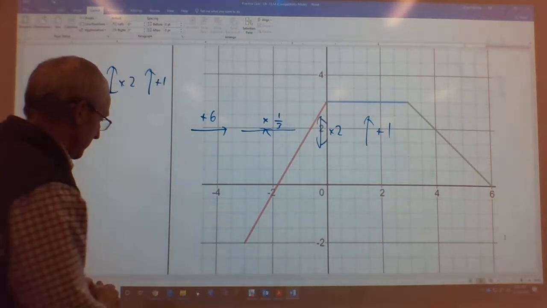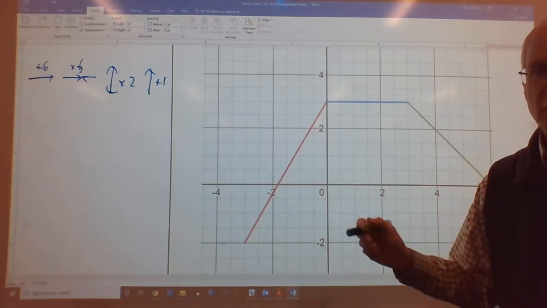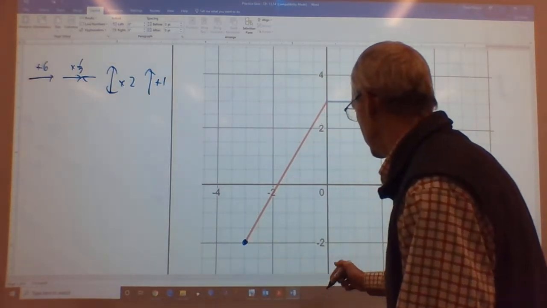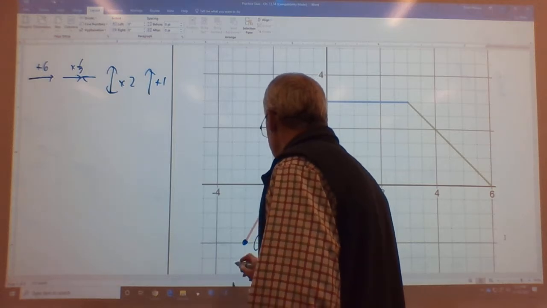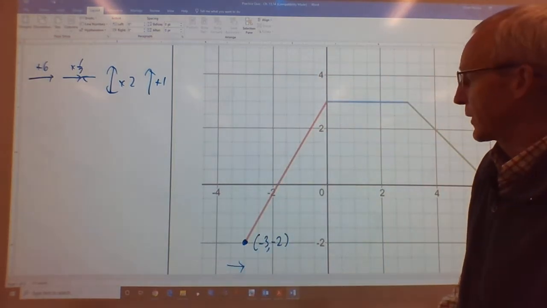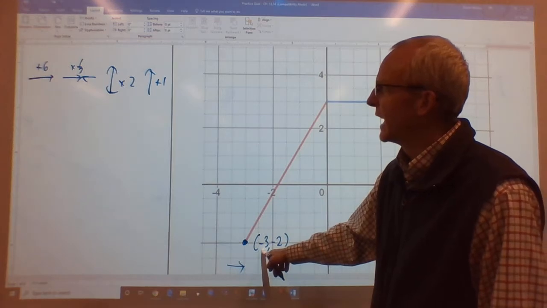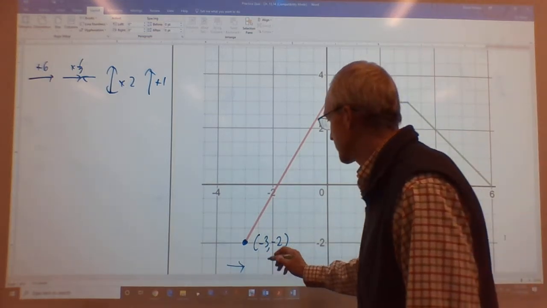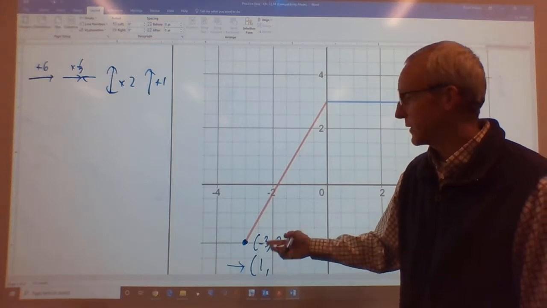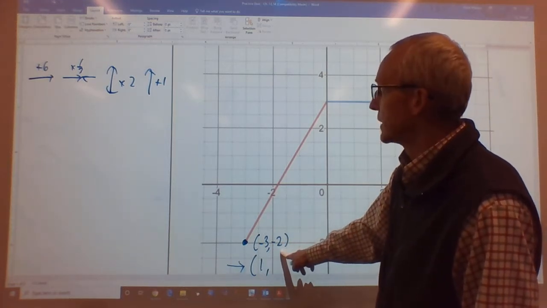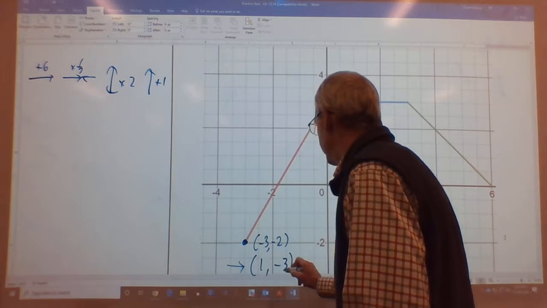Okay, so let's see what we do here. What we want to do is do it to the major points, the ones that are obvious, and then we can draw the lines again, right? So let's look at this point. That point there is -3, -2. We're going to add 6 in the x, so it becomes 3. Multiply it by 1/3, that becomes 1. Let me do that again. Add 6 to -3, and it becomes +3. Multiply by 1/3, it becomes 1. Yeah, it's pretty cool. Then in the y direction, multiply it by 2, -4, and up 1 becomes -3. So it goes to -3.